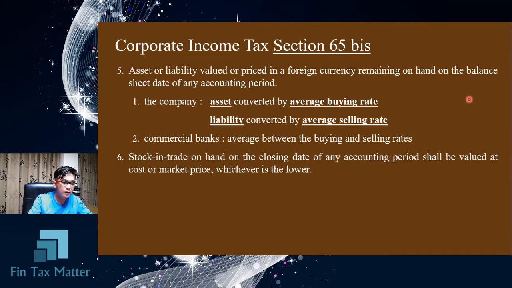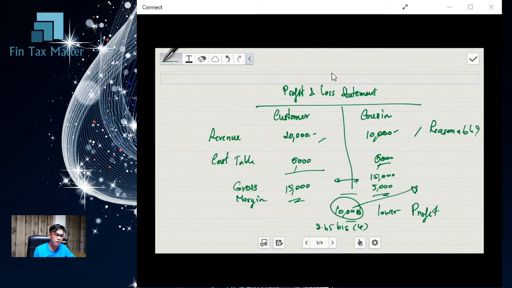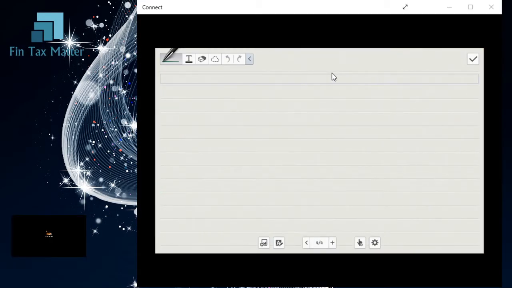Okay, next one for section 65 bis number 6. The stock in trade on hand on the closing date of any accounting period shall be valued at the cost or the market price, whichever is lower. What does it mean? Stock in trade, or the inventory, will be valued at the cost. So what is the cost?